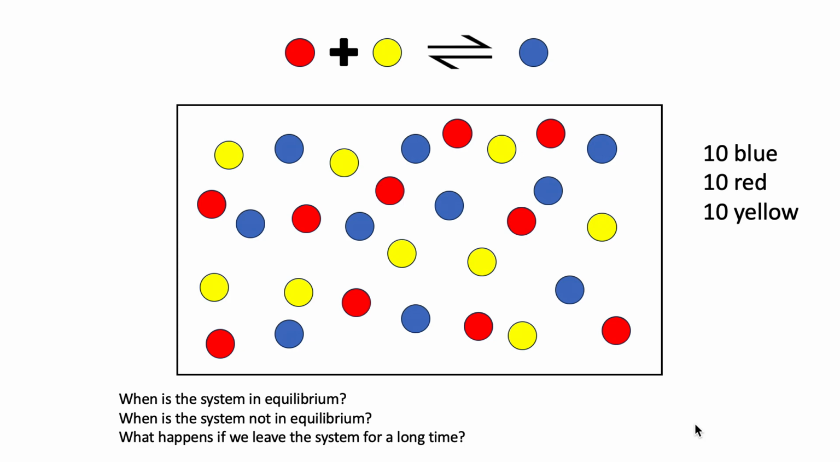And that means that if you leave this, even though red and yellow particles will be joining to make blue, and blue will be breaking apart to make red and yellow, the amount of particles of each colour will stay the same. So I've got 10 blue, 10 red, 10 yellow. If I come back in 10 minutes, an hour, I'd still expect to have 10 blue, 10 red, 10 yellow. So that's equilibrium.